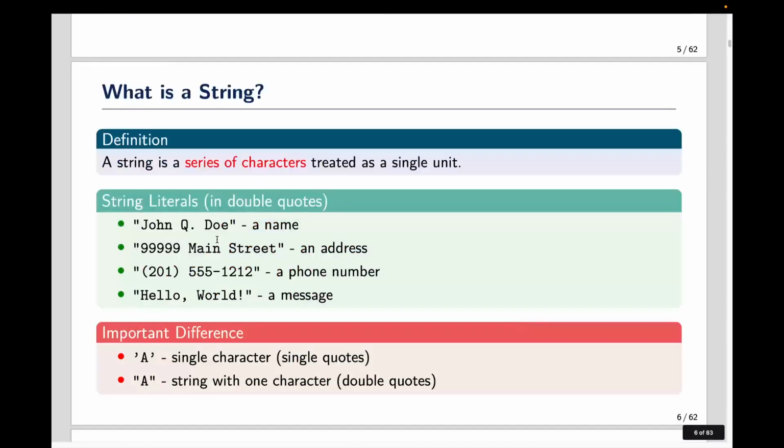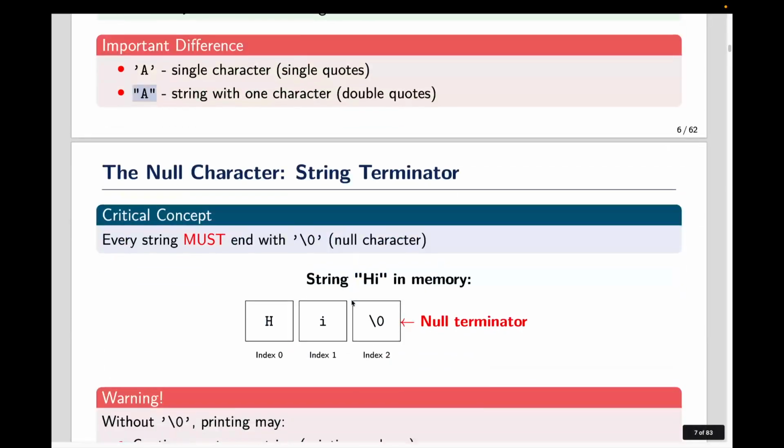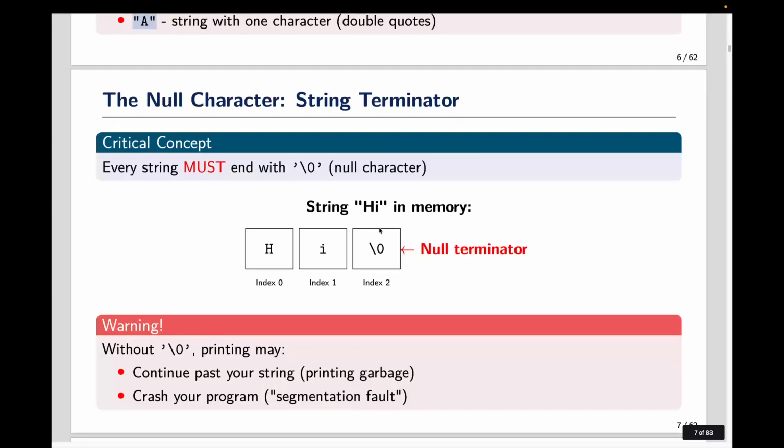What is a string? I have already told you, you have to use the double quotes over there. I've just gone through this whole slide over there. You can go through this one yourself. A single character uses single quotes, a string with one character uses double quotes over there. And you already know that every string has to have a null terminator as shown over there.